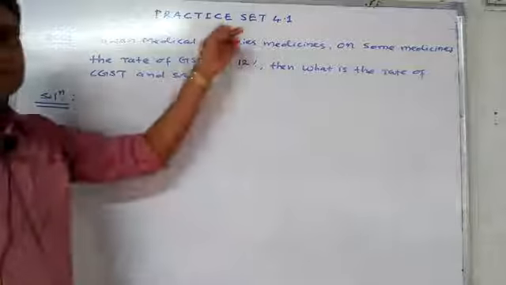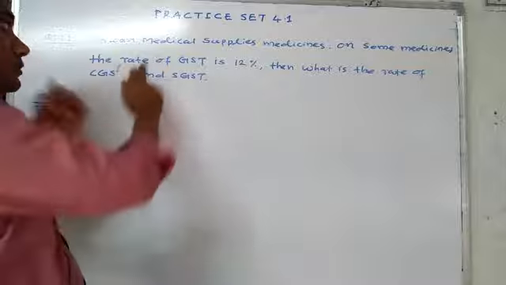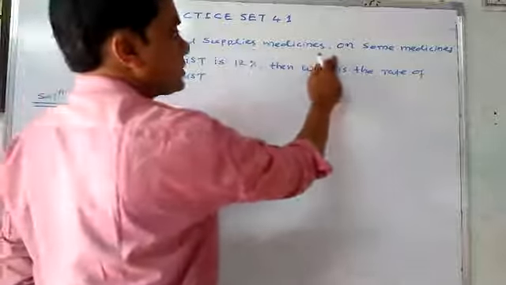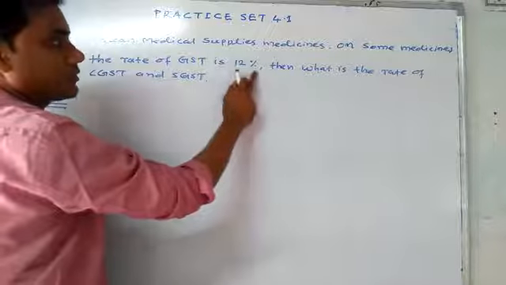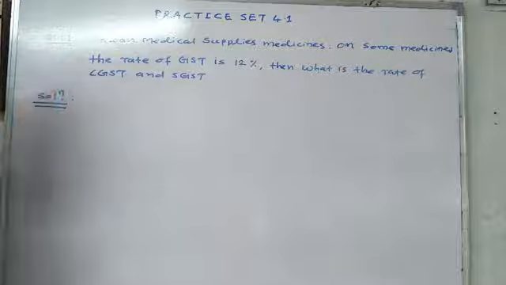Today we see practice set 4.1. Question number 1. Pawan Medical supplies medicine. On some medicines, the rate of GST is 12%. Then what is the rate of CGST and SGST?